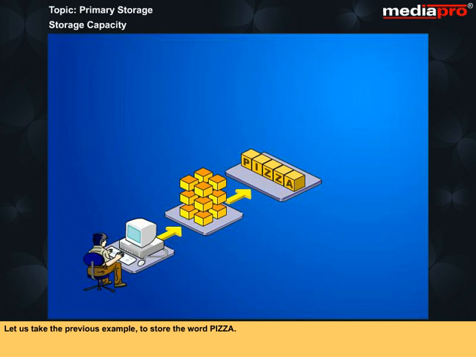Let us take the previous example to store the word pizza. In a character addressable machine, it would require 5 different addressable locations. Here, the word length is 5 characters. In the example of a number, say 125, the word length would be 3 characters. Each of the 3 digits would occupy 3 different address locations.